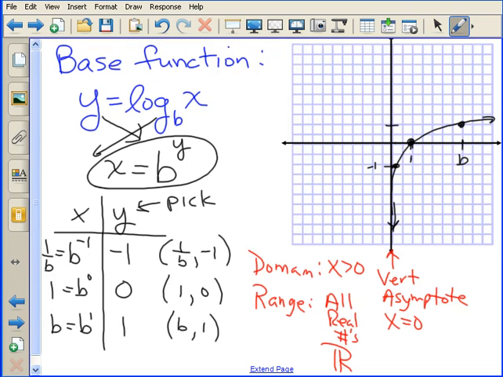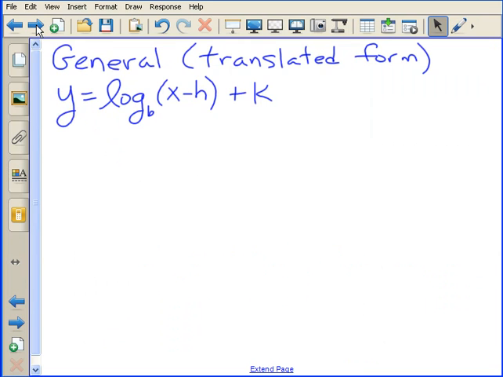So let's look at an example here of what's called the general form. In the general form, we not only have log base b of x, but we have inside a parentheses next to x, we're subtracting a letter or a number we call h, and at the end we're adding k. H is going to cause a left or right shift, and k will cause an up or down shift.